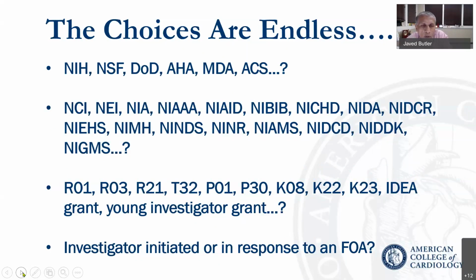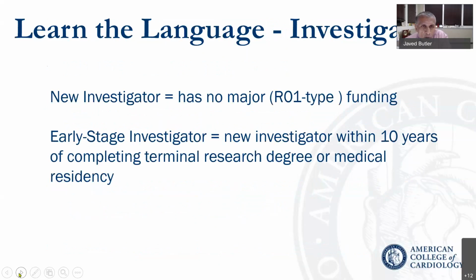Then regardless of which institute you go to, there are multiple types of grants that you can apply for. Some of these, or most of these, are investigator-initiated, but for some of them, the topics are given to you to choose from. A few words on terminology. An early stage investigator is usually within 10 years, whereas a new investigator is somebody who may be at any point except that they don't have any major funding right now.